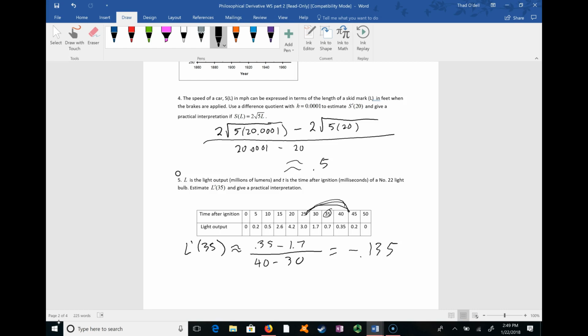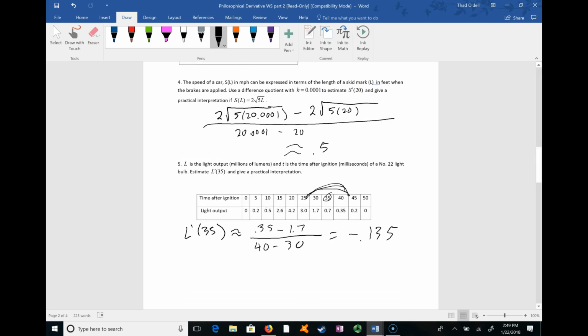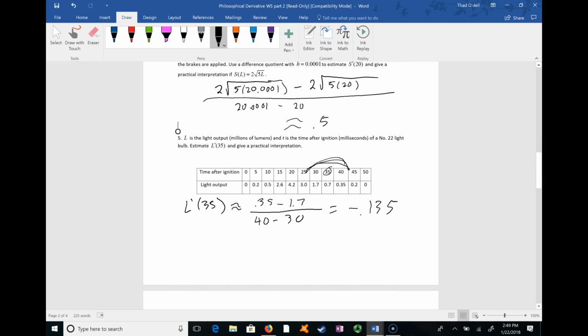And then it says give a practical interpretation. That means that we are estimating that at 35 milliseconds after the ignition of the light bulb, the brightness is decreasing, because of the negative, decreasing 0.135 lumens per millisecond.